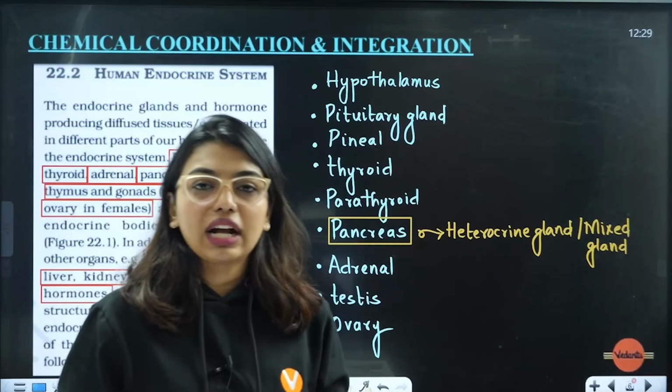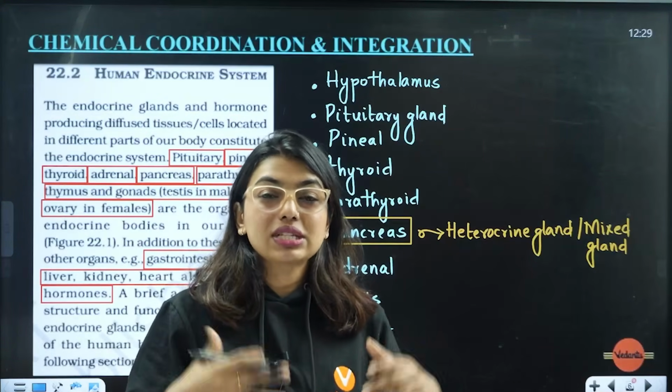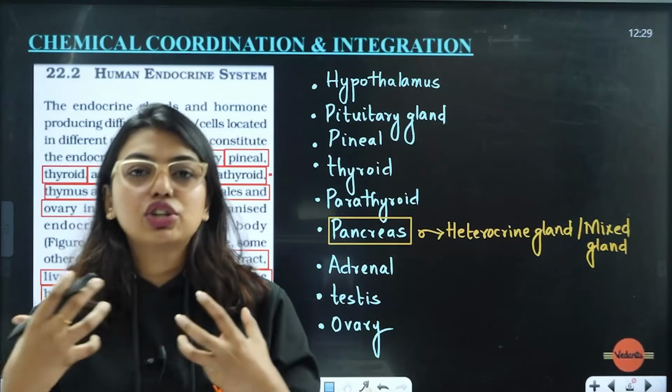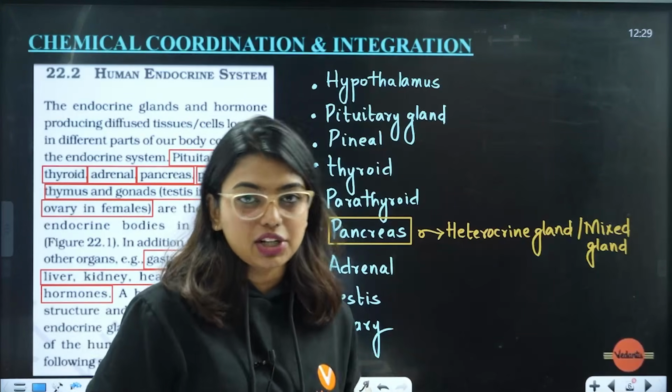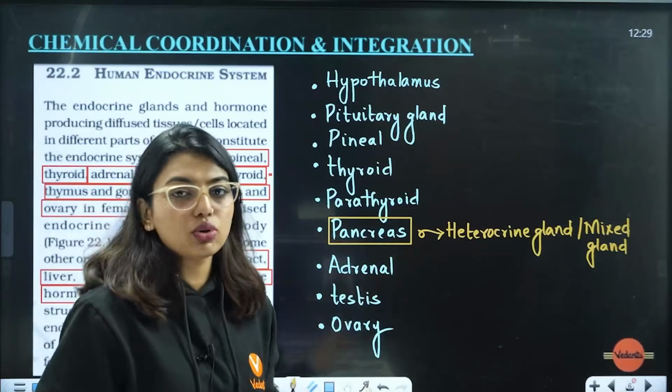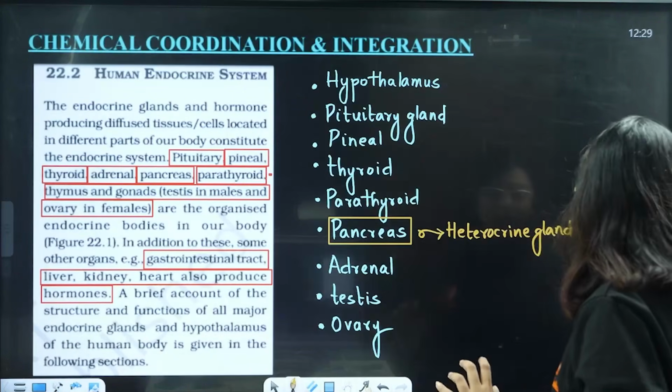So islets of Langerhans, alpha, beta, delta, are going to release insulin, glucagon, somatostatin. So that kind of hormonal function is also there. At the same time, there are also acinar cells which are adding some secretions, right? So that is why this is called a heterocrine gland, or mixed gland. Okay, students?